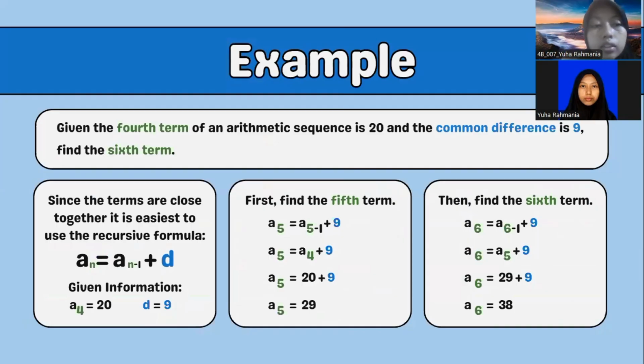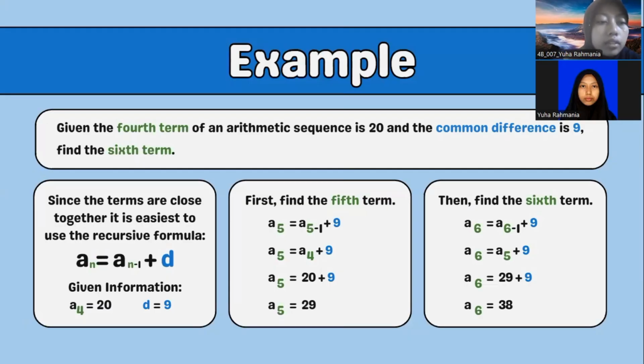Now, let's look at an example involving an arithmetic sequence. We are given the fourth term is 32 and the common difference is 9. We are asked to find the sixth term. Because the terms we need are close together, we can answer using the recursive method instead of the explicit formula.